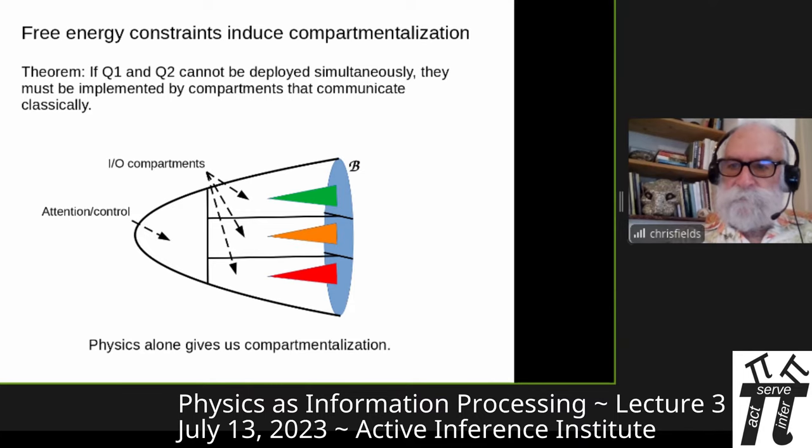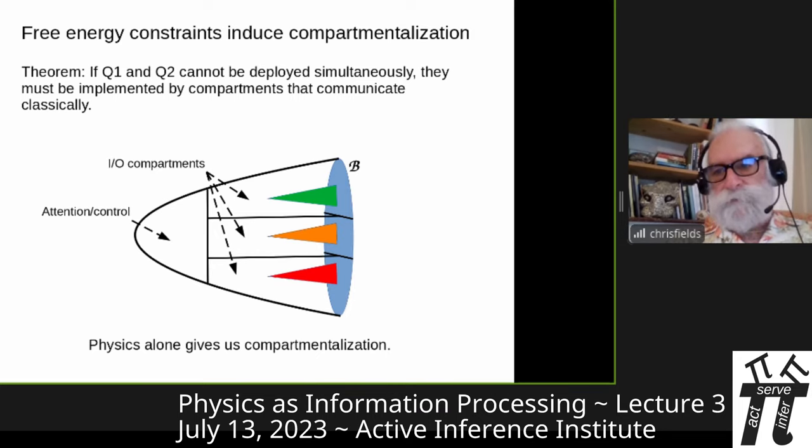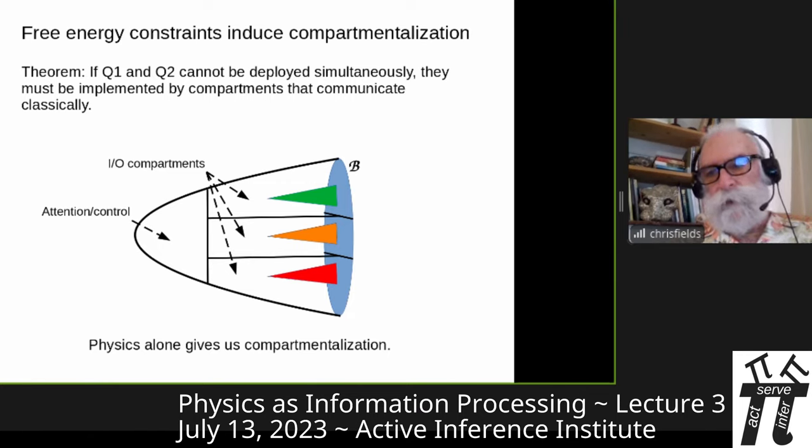And now we see the effect of a theorem in quantum information theory, which is that if two QRFs can't be deployed simultaneously for whatever reason, that corresponds to them not commuting as operators. And if they don't commute as operators, they have to be implemented by compartments that are separable. So compartments that only communicate classically. The consequence of this theorem is that as soon as one has too many sensory and motor capabilities to run all at the same time, given your energy budget, you end up being compartmentalized into compartments that only communicate classically.